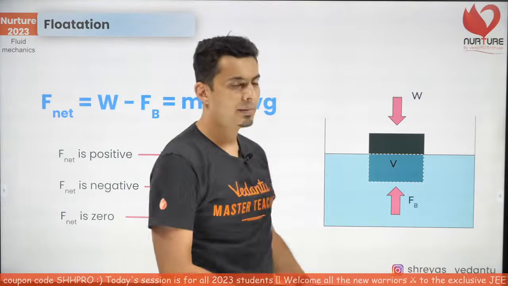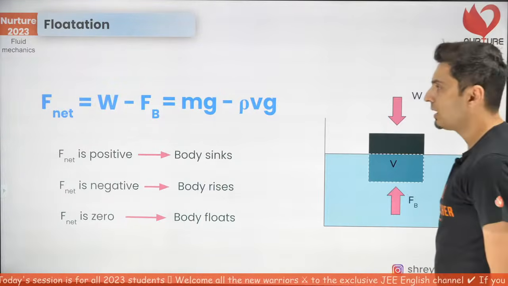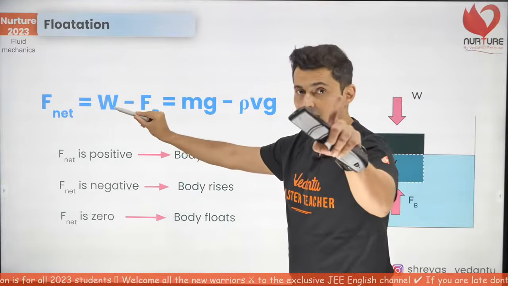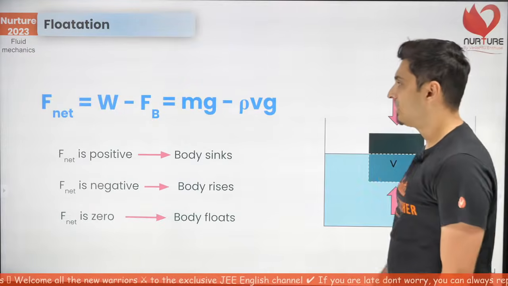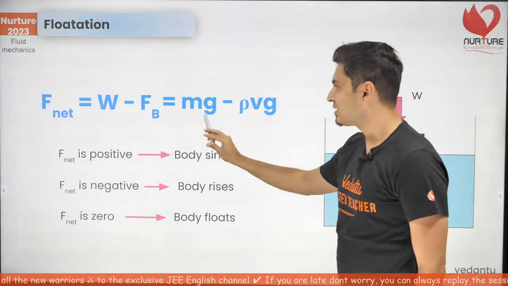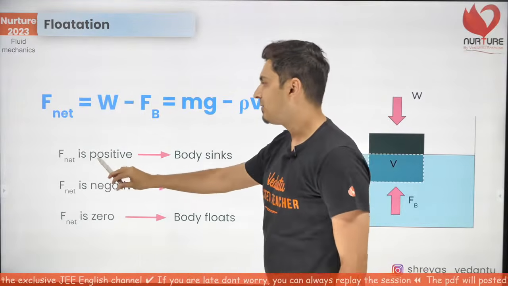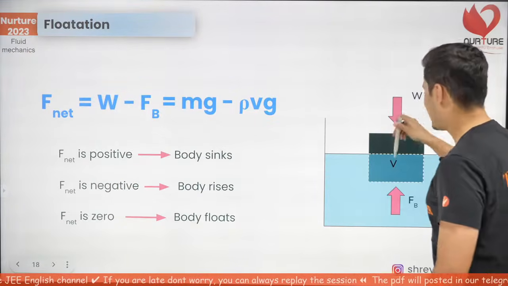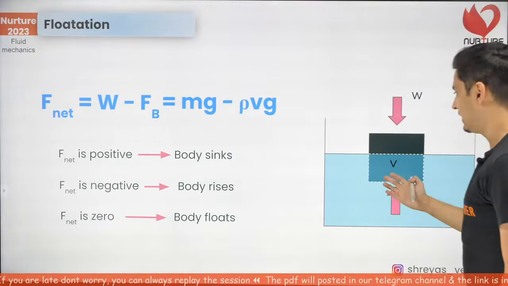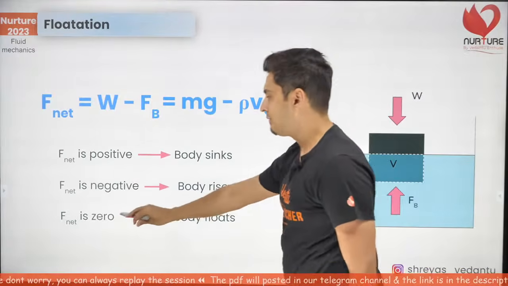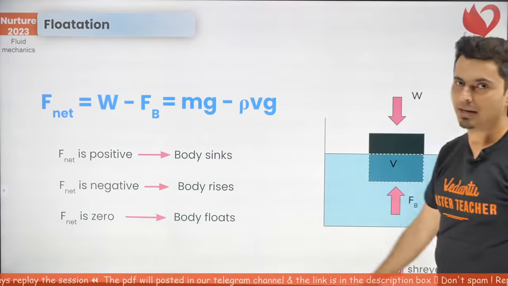So keep this in mind. The net force acting on any object immersed in water will be the weight of that solid minus the buoyant force. Weight will act down, buoyant force will act up. So mg minus rho vg, this is the solid's mass, this is the buoyant force. If F net is positive, that means the body will sink. That means the net force is downwards. If F net is negative, then the body will rise up. If F net is 0, then the body just stays as it is wherever it is.